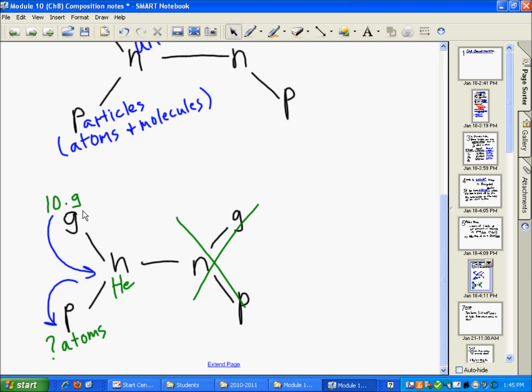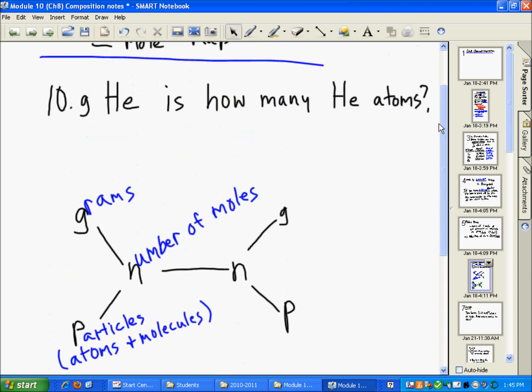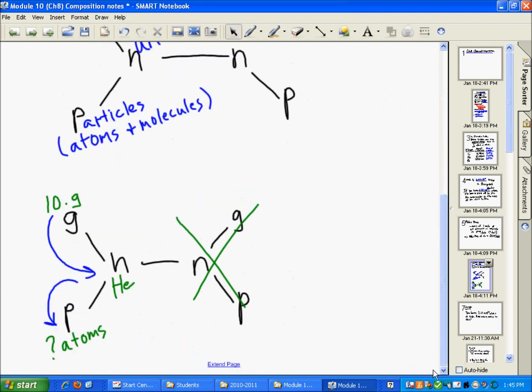The next thing to do is to try and figure out what the problem is asking us to calculate. It's asking for how many helium atoms, and we need to think about where that goes on the mole map. Well, if we're looking for numbers of atoms, that goes with the P for particles. So we put a question mark beside the P, and I usually write the unit that we want, atoms.